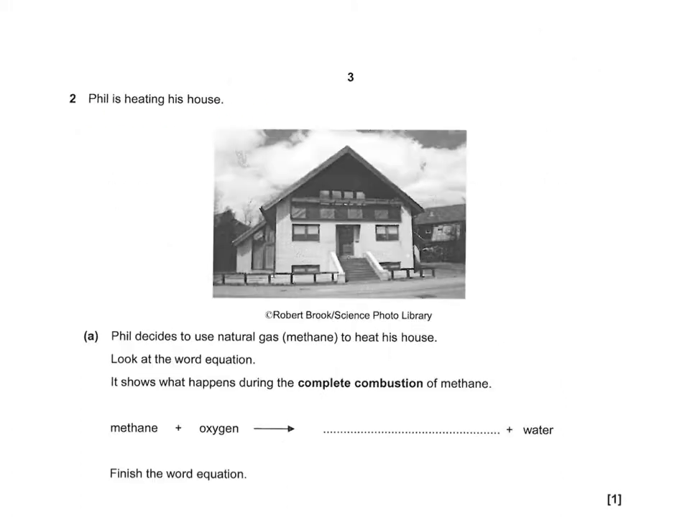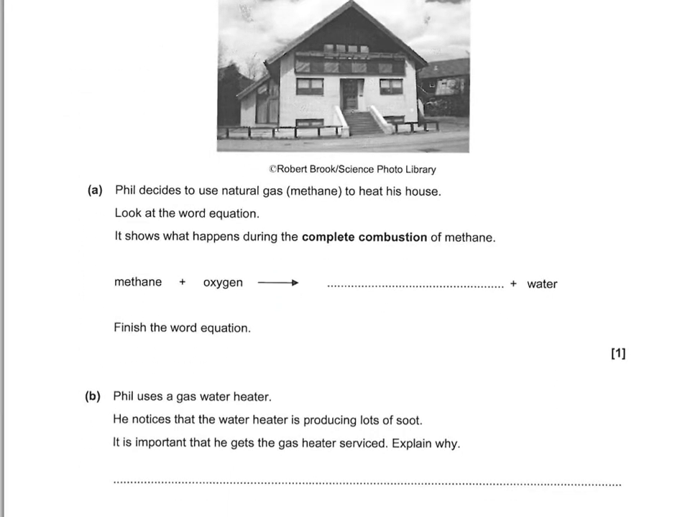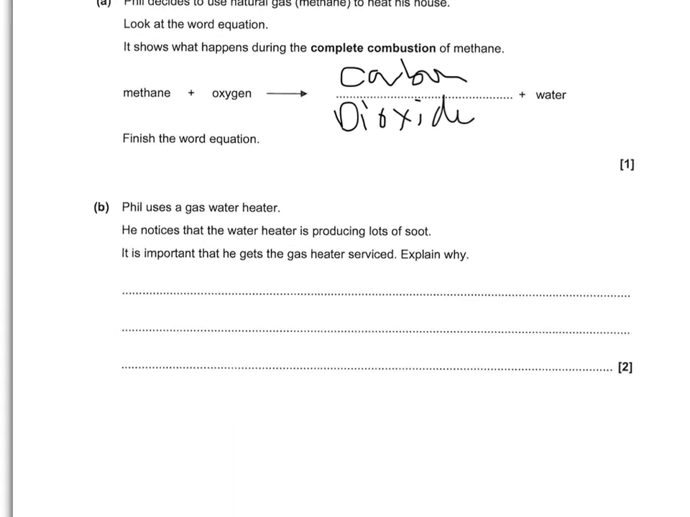Phil is heating his house. Phil decides to use natural gas or methane to heat his house. Look at the word equation. It shows what happens during complete combustion of methane. We want to finish the word equation. So during complete combustion, you make carbon dioxide and water. During incomplete combustion, you make carbon monoxide and water.